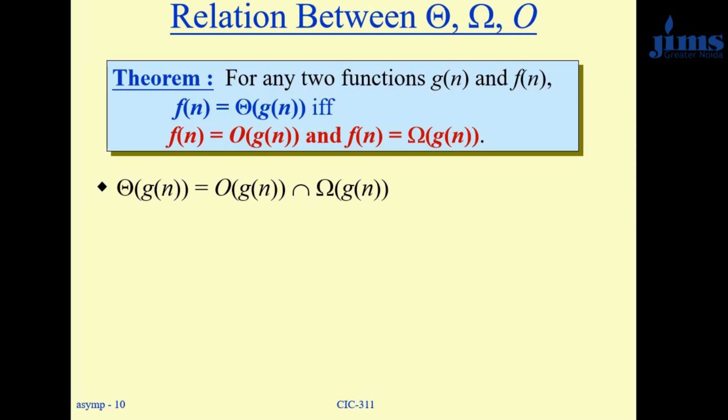You can interpret the equation this way: Gn is a set of functions that satisfies the criteria of big O notation, and Gn is a set of functions that satisfies the criteria of omega notation. If we intersect them, that will derive all the functions that satisfy the criteria of theta notation. So theta of Gn equal to big O of Gn intersection omega of Gn, because these are sets of functions.